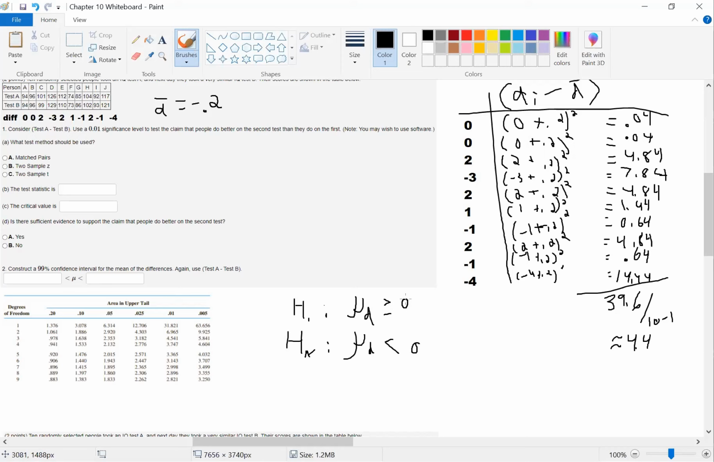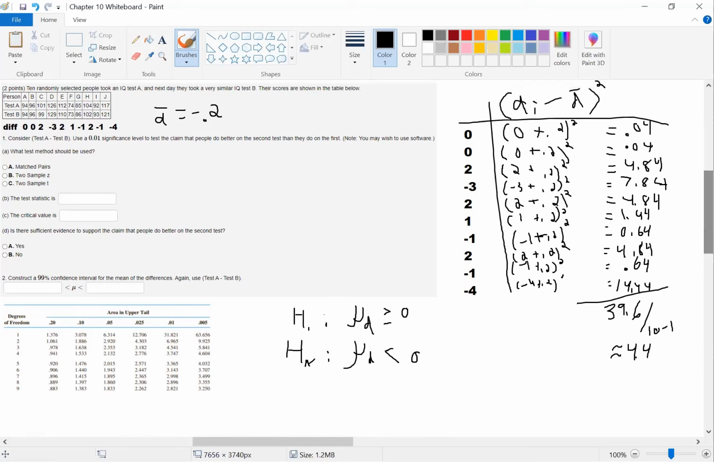This is matched pairs, because I said so. Well, as a practical matter, it takes the easy shortcut. If you got one person taking 2 tests or whatever that test might be, that's your key to it being matched pairs. Our value of alpha is right here.